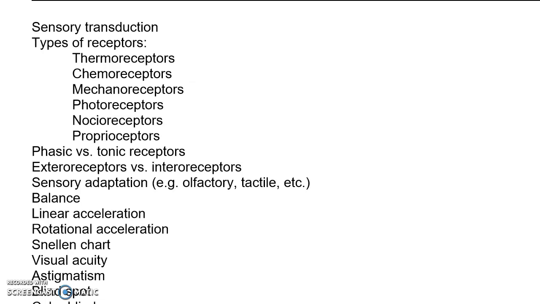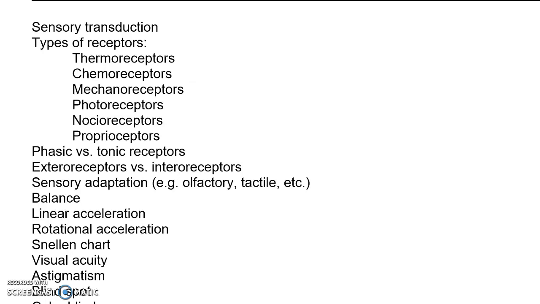Well, it's still there, but your receptors stopped reporting because they are phasic receptors. Tonic receptors don't do that. They keep firing until the stimulus is not there anymore, so they have a constant firing rate. A typical example would be pain receptors. You feel the pain until the painful stimulus is not there anymore. Those are tonic receptors. Another way of classifying receptors is extero versus intero receptors. Extero receptors are on the outside of your body. Intero receptors would be inside of your body.